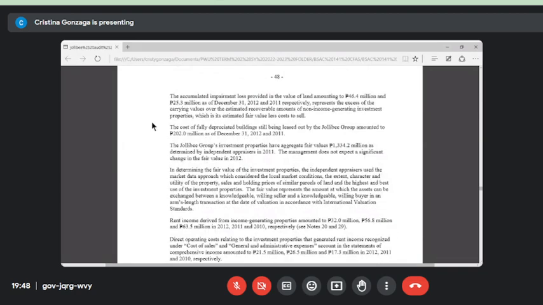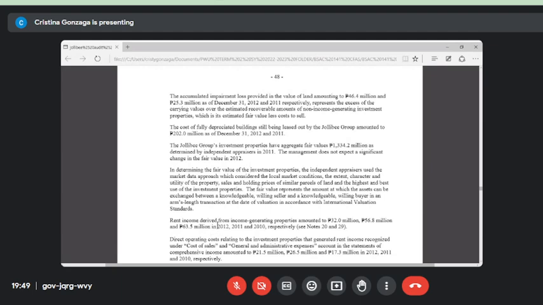Ayan, tingnan mo ito. The accumulated impairment loss provided in the value of land amounting to 46.4 million and 25.3 million respectively represents the excess of the carrying amount over the estimated recoverable amount of the non-income generating investment property, which is its estimated fair value less cost to sell. Nagkaroon daw ng significant change. Does not expect a significant change in the fair value. Pati yung mga in determining the fair value.